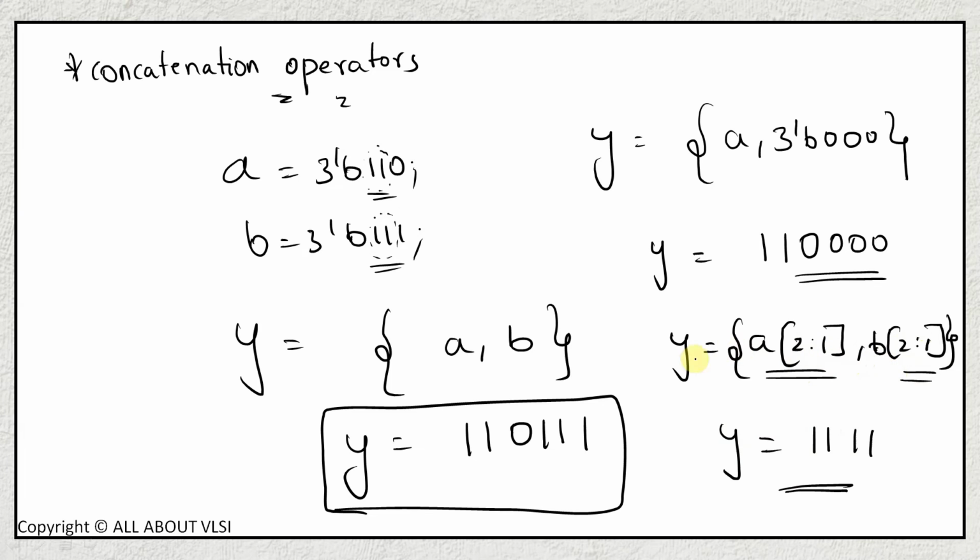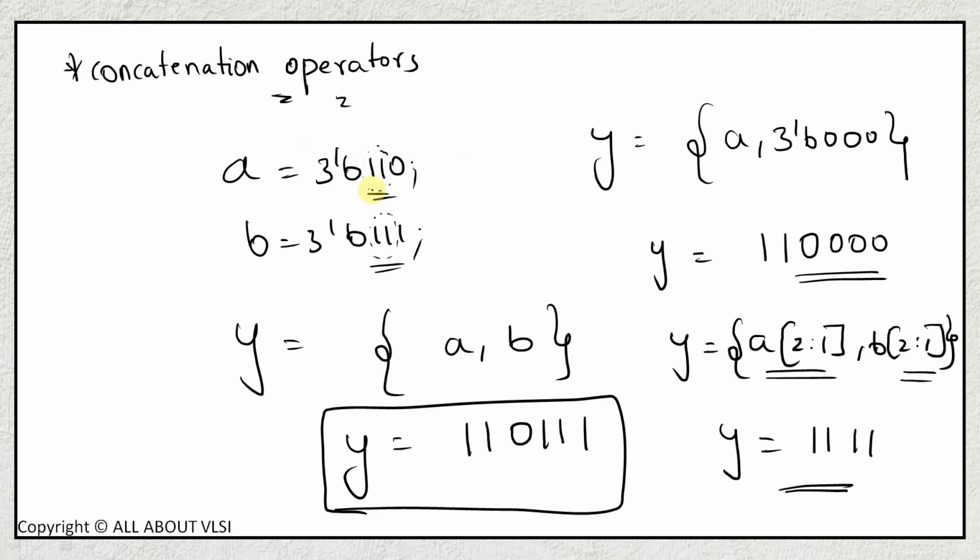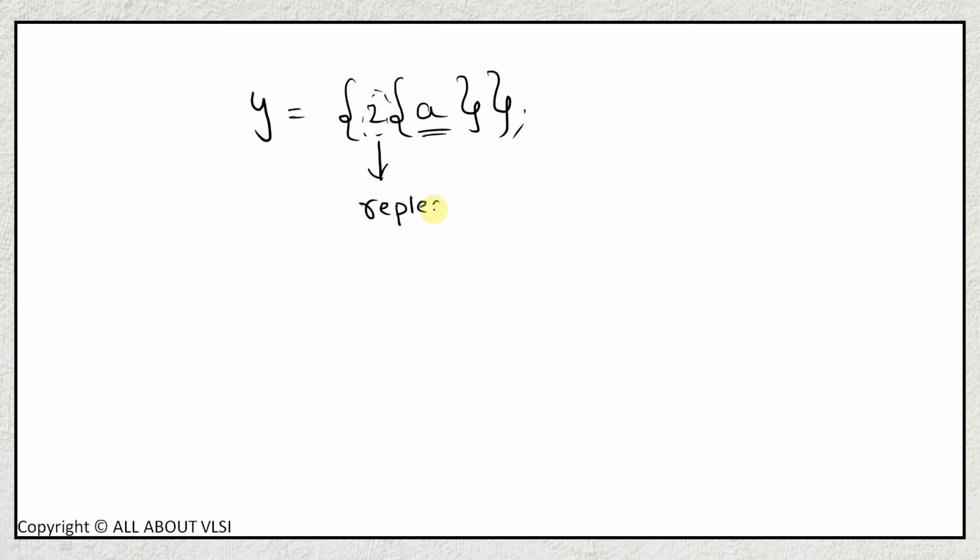Let's say if you want to replicate this value of A two times, then the syntax you are going to follow is y is equal to {2{A}}. This number gives how many times your variable should be replicated. This is the replication number. So the value of y will be simply 110110.